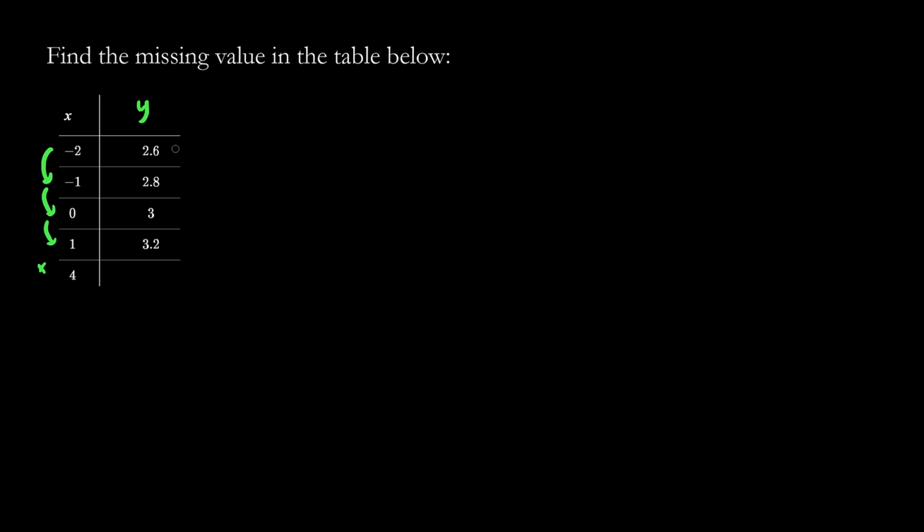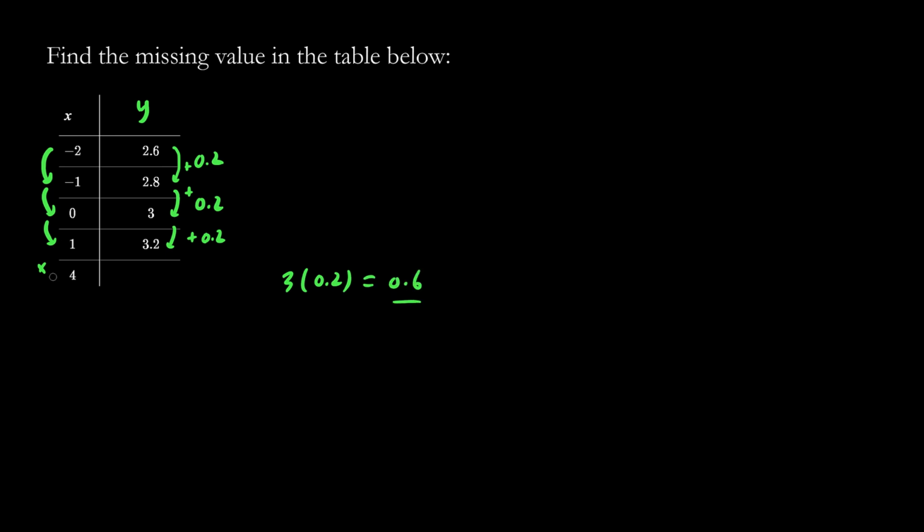If we were to focus on the pattern, we can see that we're increasing by 0.2. We're adding 0.2, and we're adding 0.2, and we're adding 0.2. But because we're adding 0.2 when we increase the x value by 1, when we increase by 3, we're simply going to add 3 times 0.2. So 3 times 0.2 is 0.6.